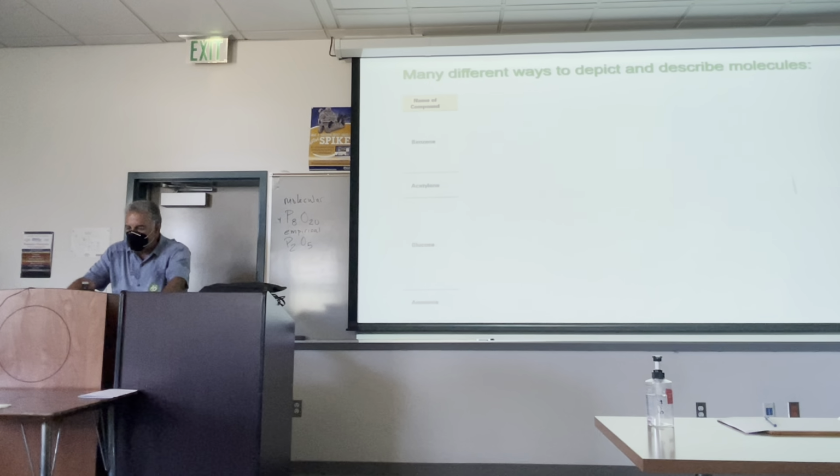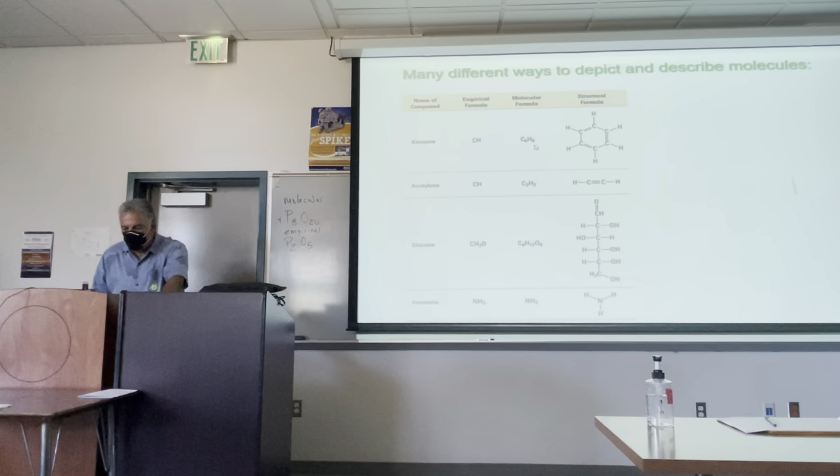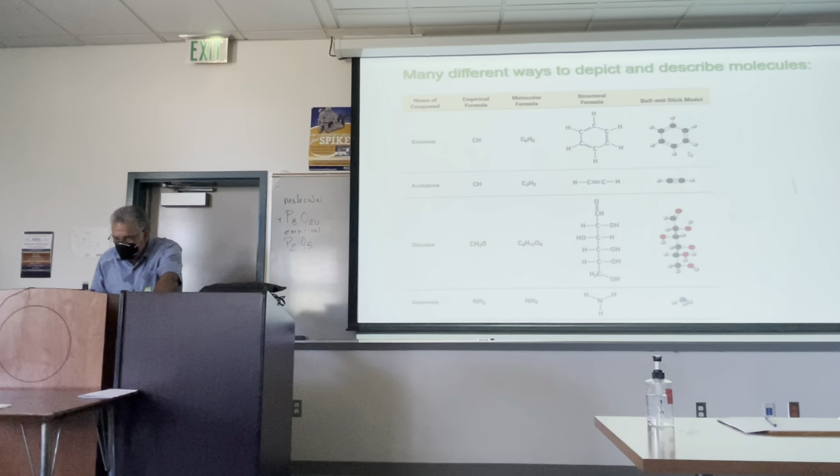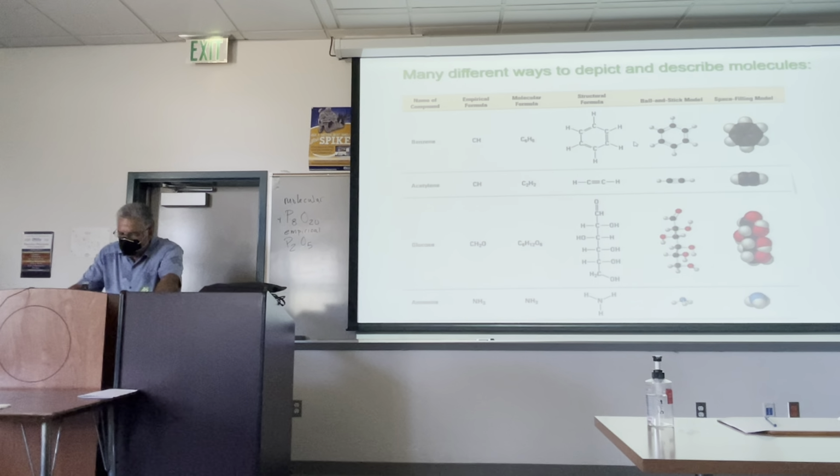Many different ways to depict and describe molecules. We have the empirical formula, again, the smallest ratio of the elements, so CH. The molecular formula, what is that, C6H6, and then the structural formula, which is the ring compound. Here we have benzene, a common cancer-causing agent that we used to wash our hands in back in the day. Not me, but the guys before me. Ball and stick model, and then the space filling model.